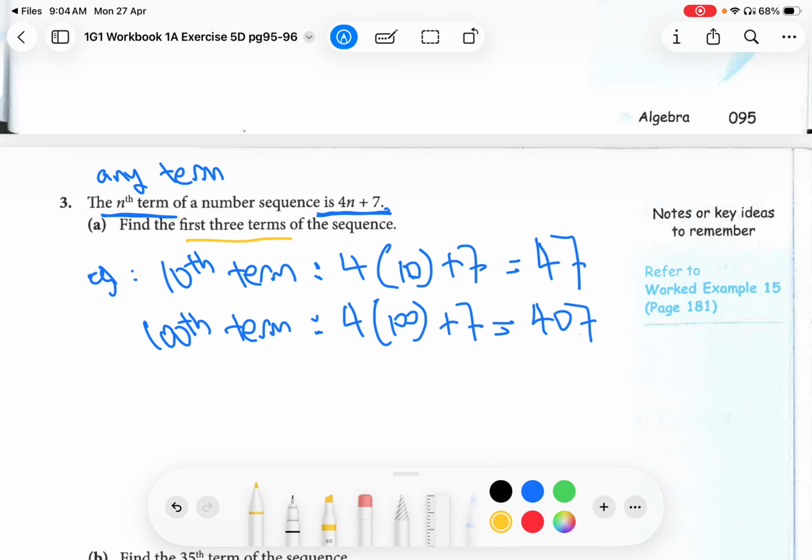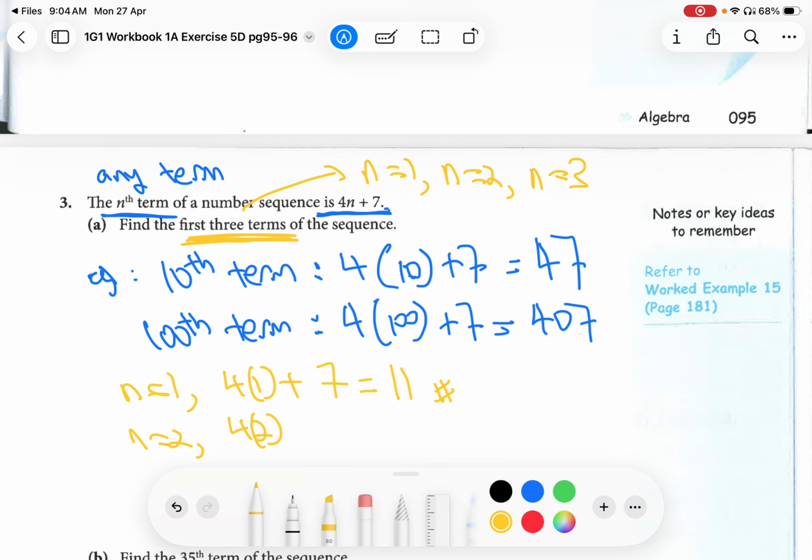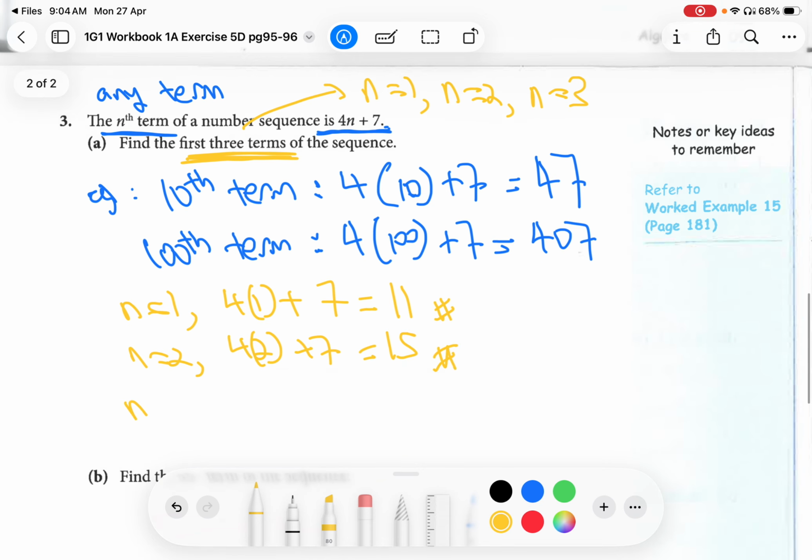So the question asks me for the first three terms. The first three terms are when n equals 1, n equals 2, and n equals 3. So when n equals 1, it is 4 times 1 plus 7, which on the calculator is 11. The second term, n equals 2, is 4 times 2 plus 7, which is 15. Then the third term, n equals 3, is 4 times 3 plus 7, which is 19. So the first three terms are 11, 15, and 19. That's it.